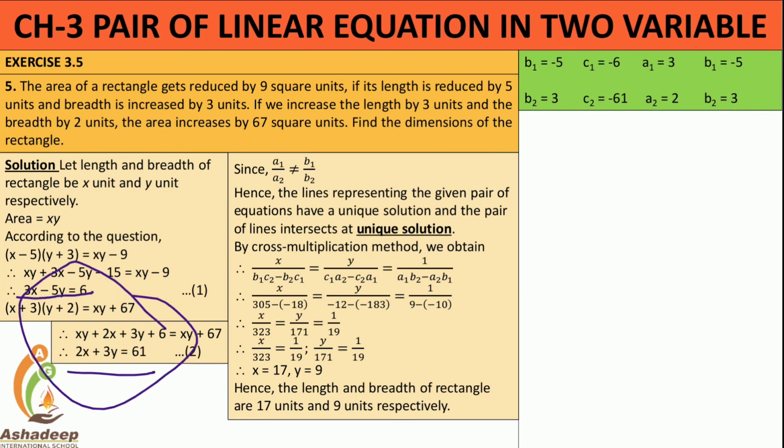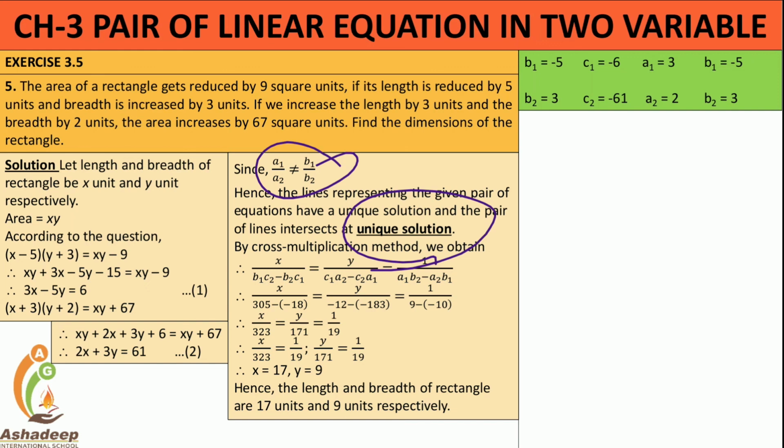Now we need to solve both these equations with any method. Why? Because a1 upon a2 is not equal to b1 upon b2. So we get a unique solution. Now here we solve it with the help of the cross multiplication method. So b1, b2, c1, c2, a1, a2, b1, b2. Now simply cross multiply. So 61 into 5, 305, because both are minus, if the minus sign comes even times, it becomes plus.